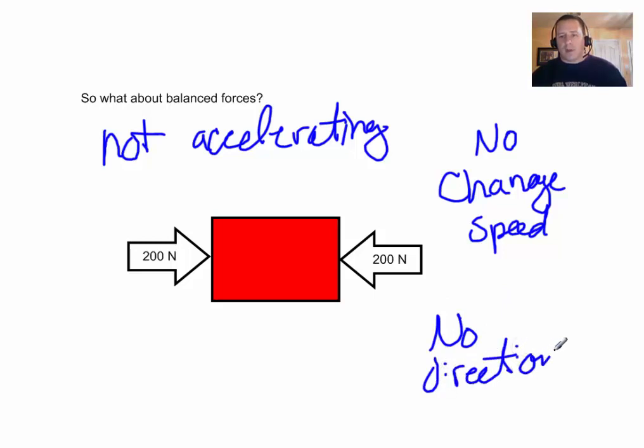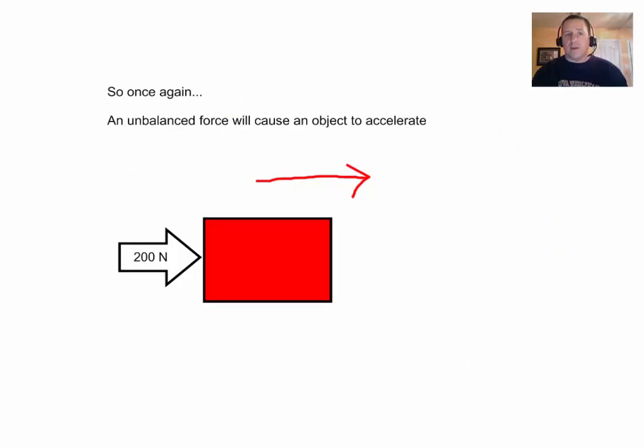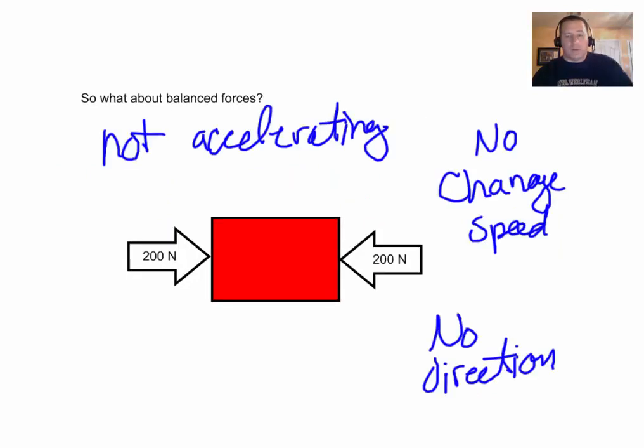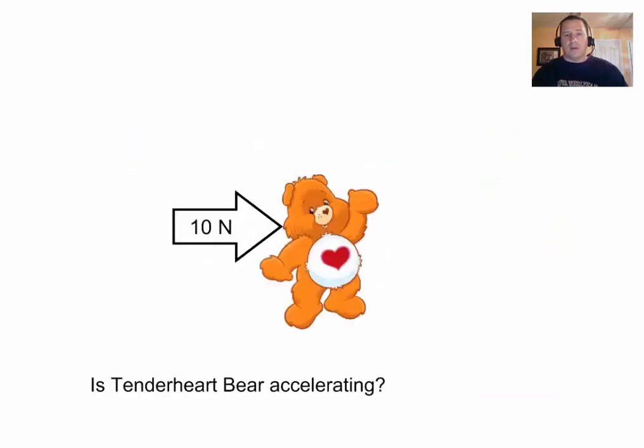Okay? So when we have balanced forces, the only thing that we can say about this block is that it's not changing its speed and it's not changing its direction. I can't say if it's moving, if it's not moving, what direction it might be moving. None of that information is given to me here. All that I can say is that because there's balanced forces, I know that it is not accelerating. Unbalanced forces accelerate, balanced forces do not accelerate. They have no change in speed and no change in direction.